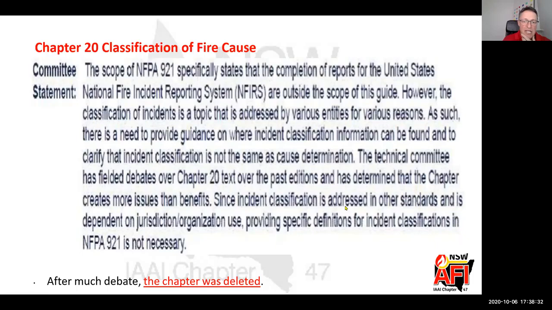And after much debate, a question from Mark C: intent is surely a matter for the court. Yes, absolutely.